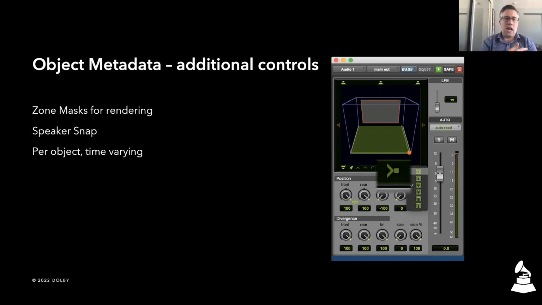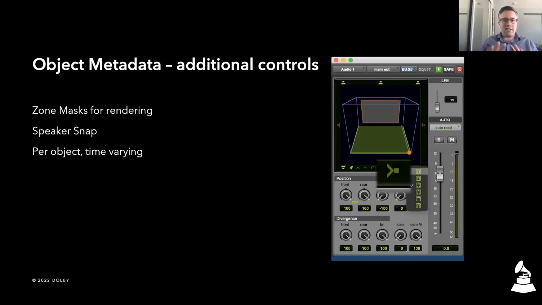So if you're in a 9.1.6 room, if you've maybe got an array of multiple speakers on your side, if you never want a sound to phantom between two speakers, you always want it to be a point source out of a speaker, you can use this metadata to snap that sound to that specific speaker. Again, these are just functions that are available, may not be useful on a daily basis, but it's just good to know that they are there and they are considered part of that per object time varying metadata.